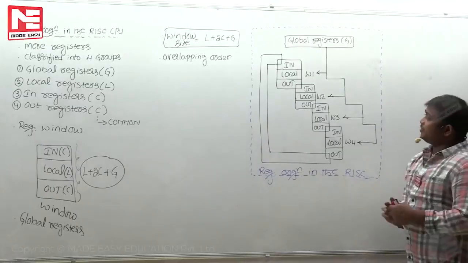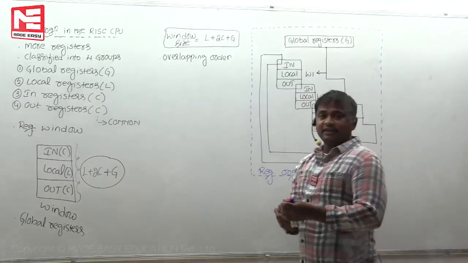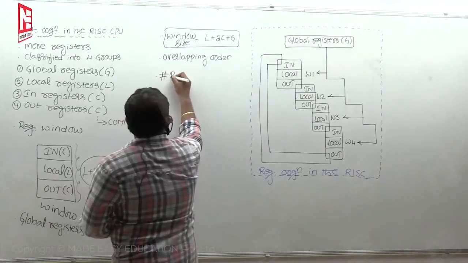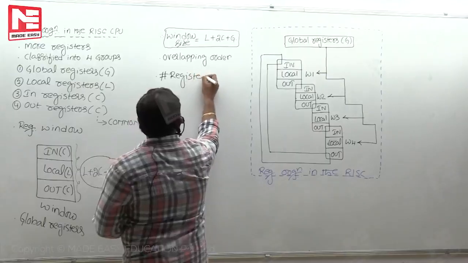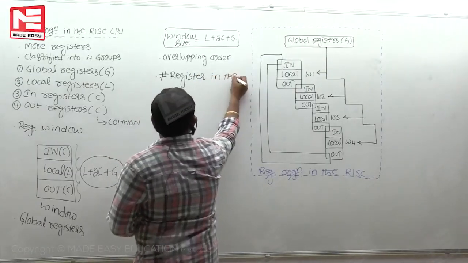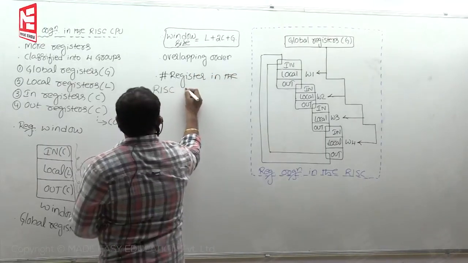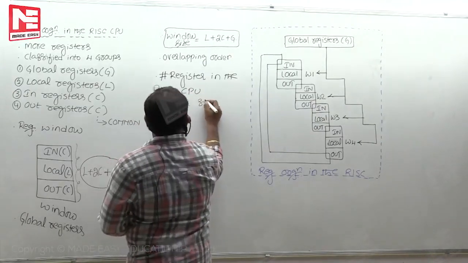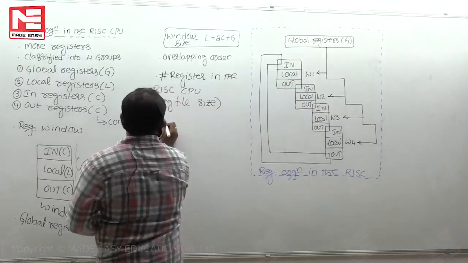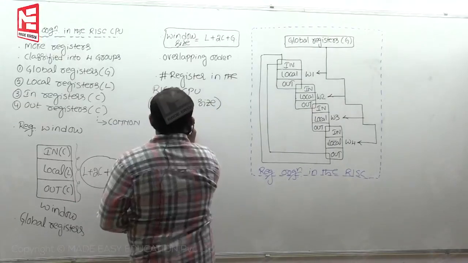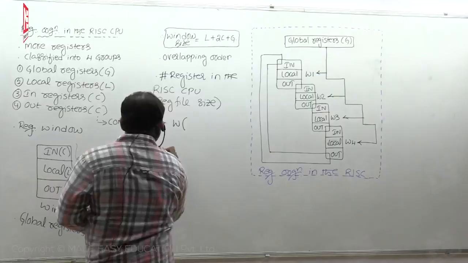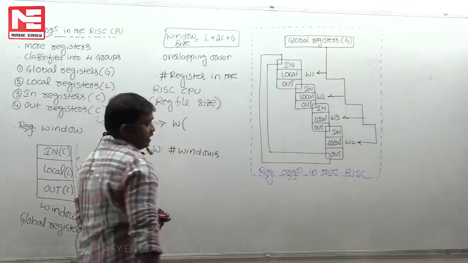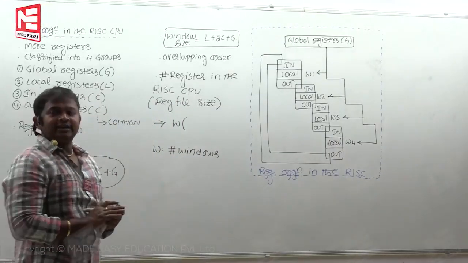Okay, now we need to find out the number of registers present in the RISC CPU. That is, the number of registers in the RISC CPU, denoted as register file size, equal to how many? W into... W stands for number of windows. How many windows are there? 4 windows. Into, in every window, how many registers are there?